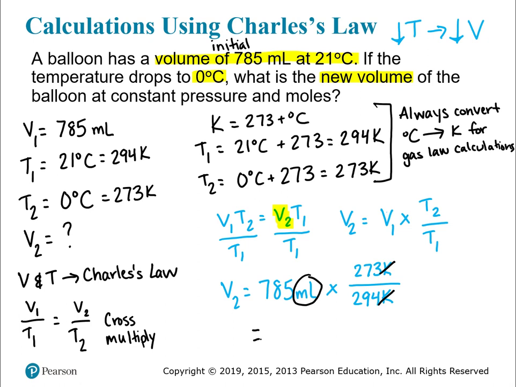Put it all into your calculator, and with three significant figures, we have 729 milliliters. That is definitely less than 785 milliliters, which is what we expected. Don't forget units in your gas law problems. This question could have asked for the new volume in liters, let's say, in which case you would have to take your milliliters and convert to liters. So don't just stop there. Make sure that you're fully answering the question.